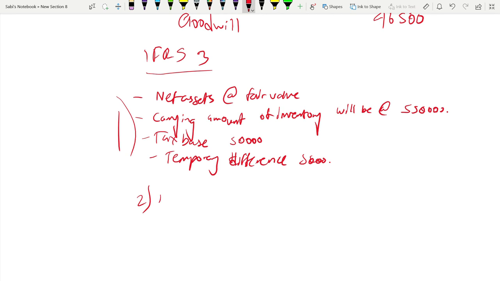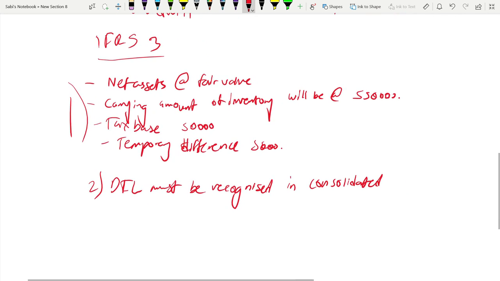Deferred tax liability, DTL. This must be recognized where? You have to write the place. Very important, write the correct word. Consolidated has to be written when it's a group question. Otherwise, people will get confused whether it is individual financial statements or consolidated financial statements, parent's financial statements or subsidiary's financial statements. You have to write consolidated financial statements. I'm writing FS for financial statements.